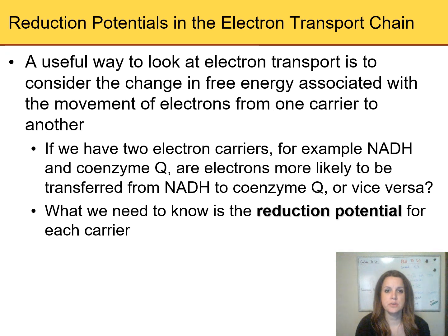So why do those electrons move from one molecule to another? A useful way to look at electron transport is to consider the change in free energy associated with the movement of electrons from one carrier to another. So if we have 2 electron carriers, for example, NADH and coenzyme Q, are electrons more likely to be transferred from NADH to coenzyme Q or vice versa? And in reality, we need to know what the reduction potential for each carrier is in order to know which way electrons are going to move.